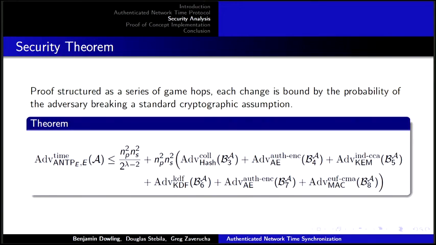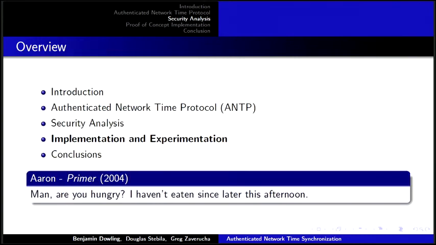So we prove ANTP secure in both the initial time synchronization phase and subsequent time synchronization phases, bound by the standard assumptions of security of cryptographic primitives, where E here is represented again as an accuracy margin, which we tend to define as the total round trip time.